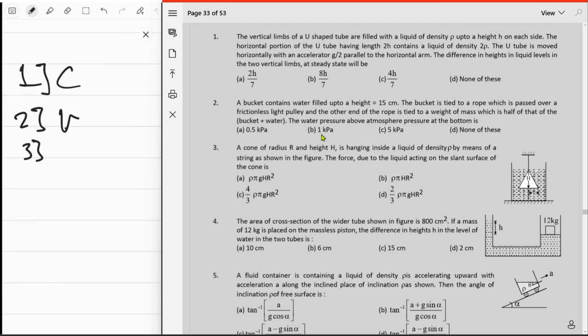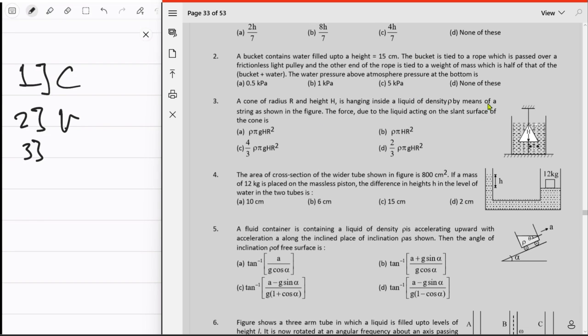Really slow right now. A cone of radius r and height h is hanging inside a liquid of density rho by means of a string as shown in the figure. The force due to the liquid acting on the slant surface of the cone is. This is a cone. On what? The slant surface of the cone. The force due to the liquid.